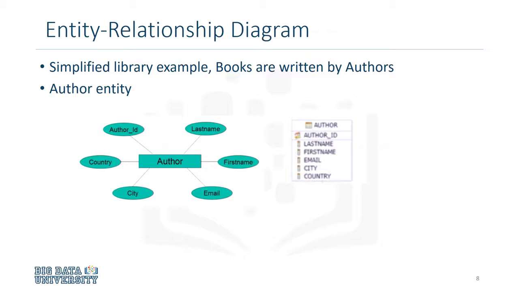Continuing the simplified library example, books are written by authors. Book is an entity, and author is an entity. For the entity author, the ER diagram would look like this. The entity author has attributes such as the author's last name, first name, email, city, country, and an author ID to uniquely identify the author. The entity author becomes a table in the database, and the attributes become the columns in the table.